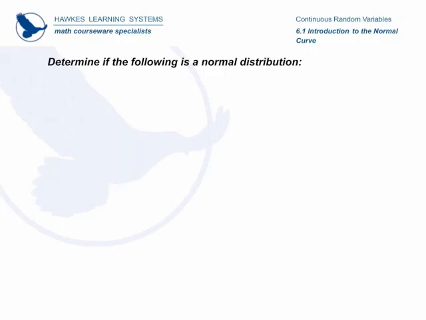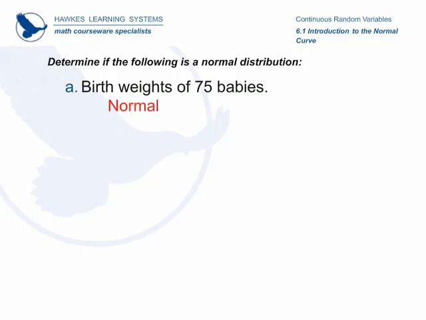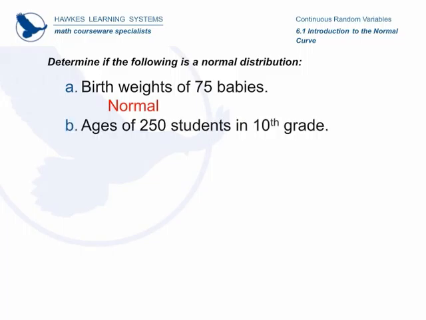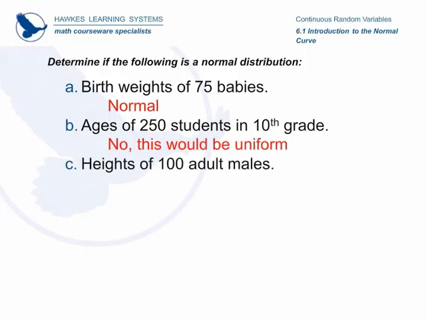So let's determine if the following is a normal distribution. We'll take a look at birth weights of 75 babies. Yes, that would be a normal distribution. Next, we'll take a look at ages of 250 students in the 10th grade. No, this would be uniform, not the bell-shaped curve. Next, let's take a look at heights of 100 adult males. It would be a normal distribution.